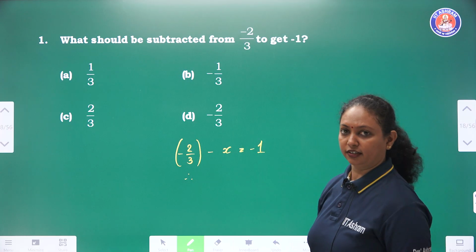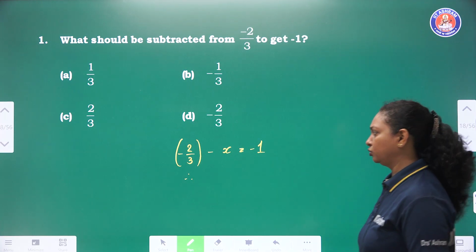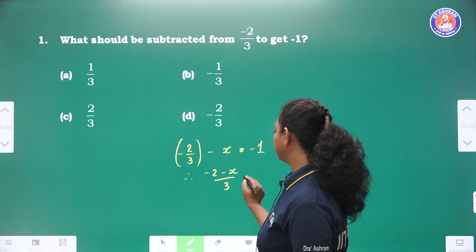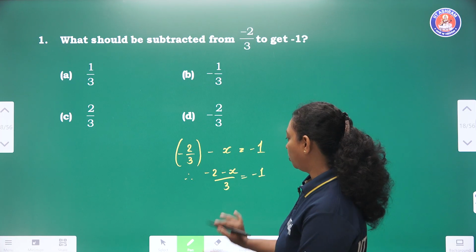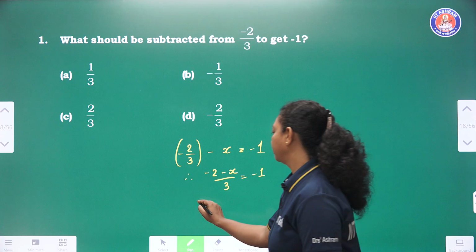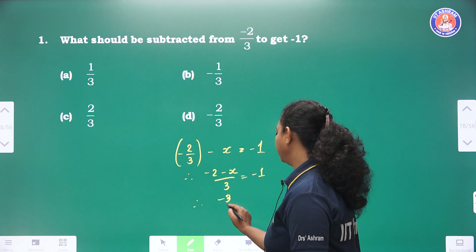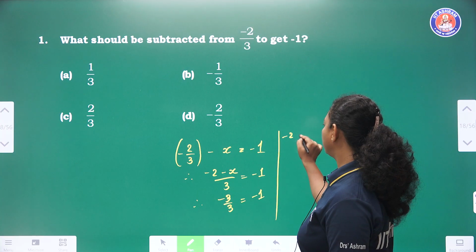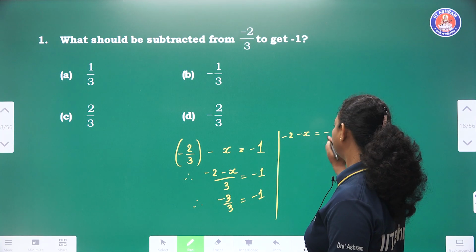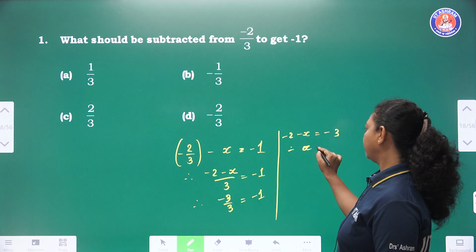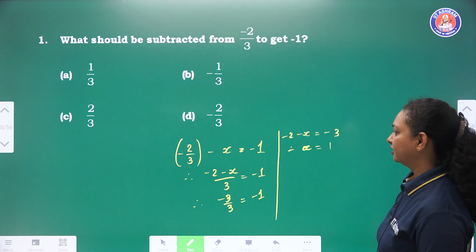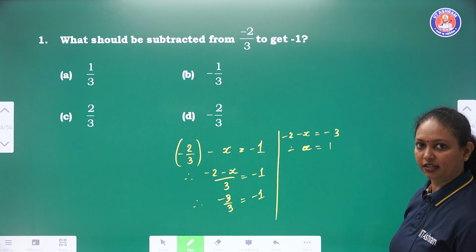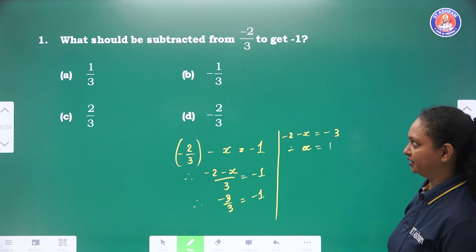Therefore, we are going to find the value of x. We know that minus 2 minus x upon 3 is equal to minus 1. So, it is only possible when minus 3 by 3 is equal to minus 1. It means that minus 2 minus x is equal to minus 3. Therefore, x is equal to 1. Right? So, what is your answer? It is 1 only.